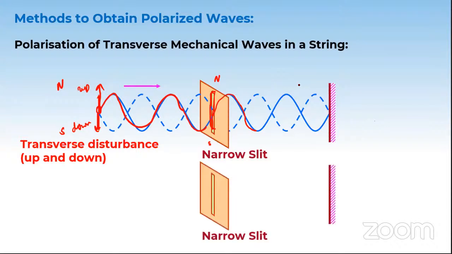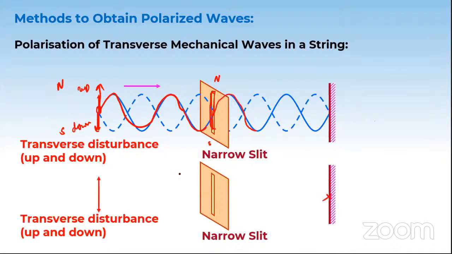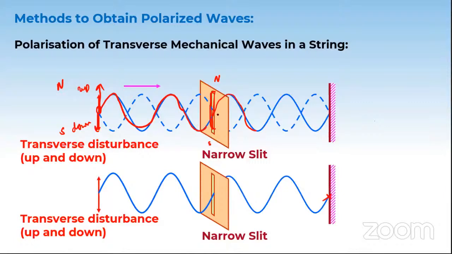But see the same thing. I have a slit here. I've tied the rope to one end, and I'm holding the rope here. I'm disturbing it up and down, and it will move if the slit is also up and down. But imagine a situation in which I rotate this plane.